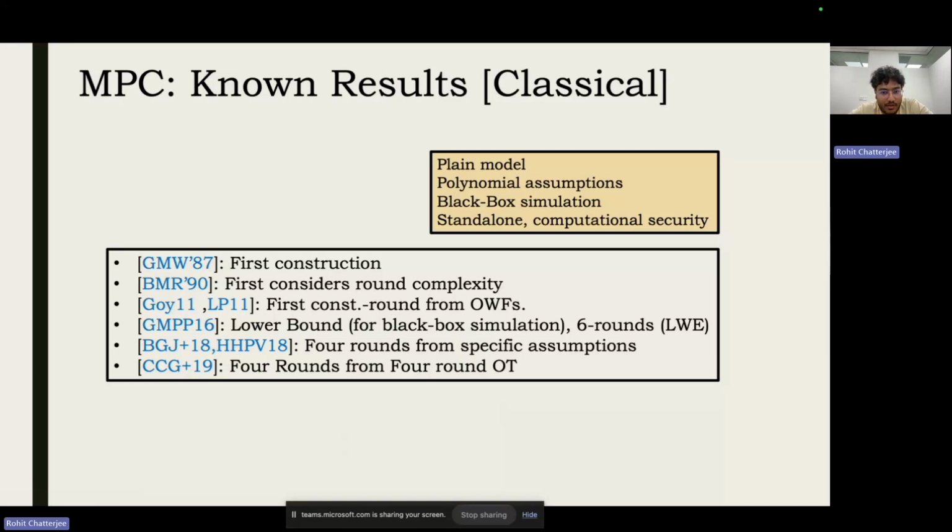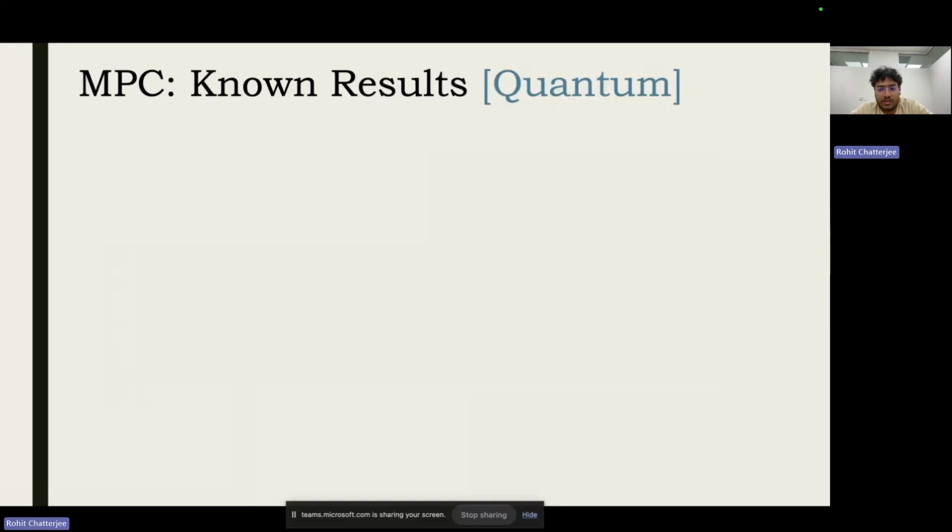So at the end, you have these very round compact protocols. And essentially, you can do as good as your OT. And sometimes if you make stronger assumptions about simulation and things like that, you can do even 3 rounds and so on. So this is very well understood in the classical setting. What's known in the quantum setting? And here we'll allude to some of these results.